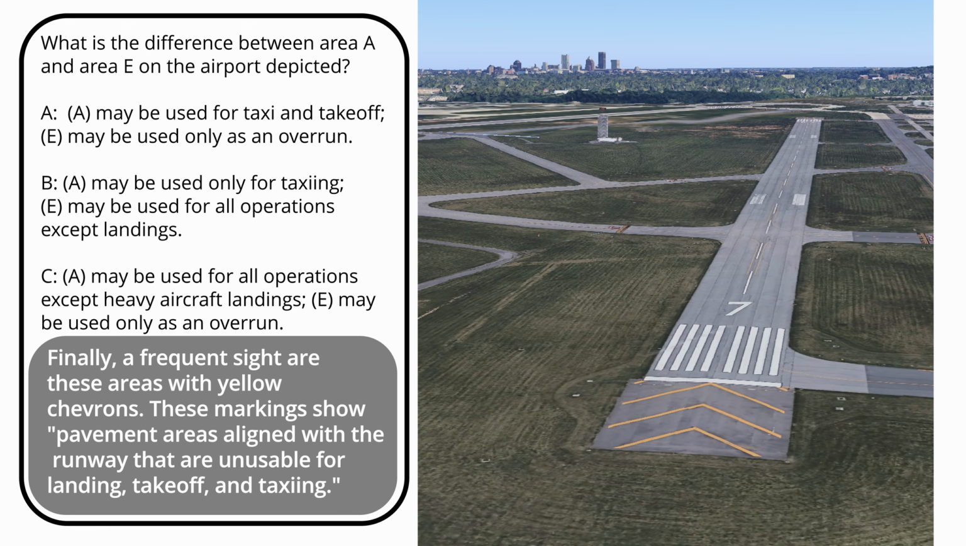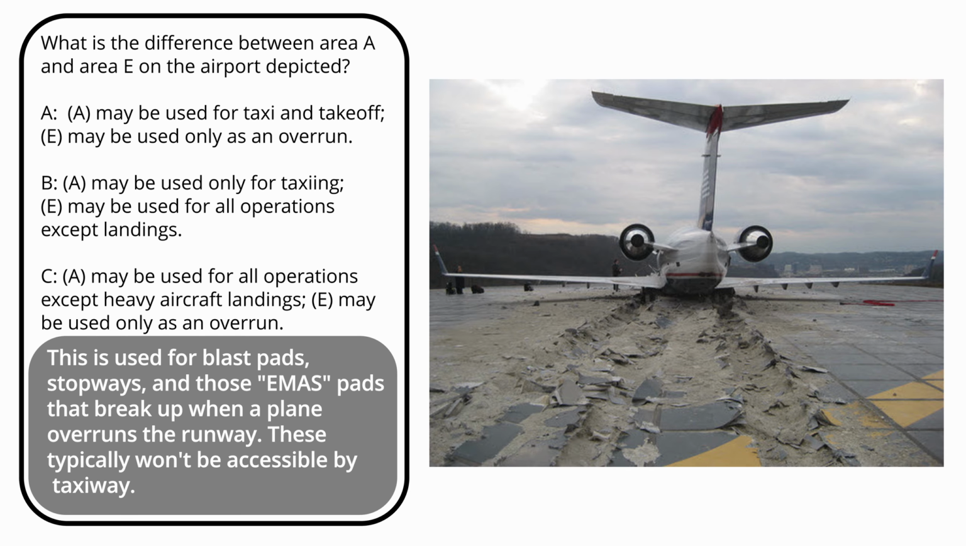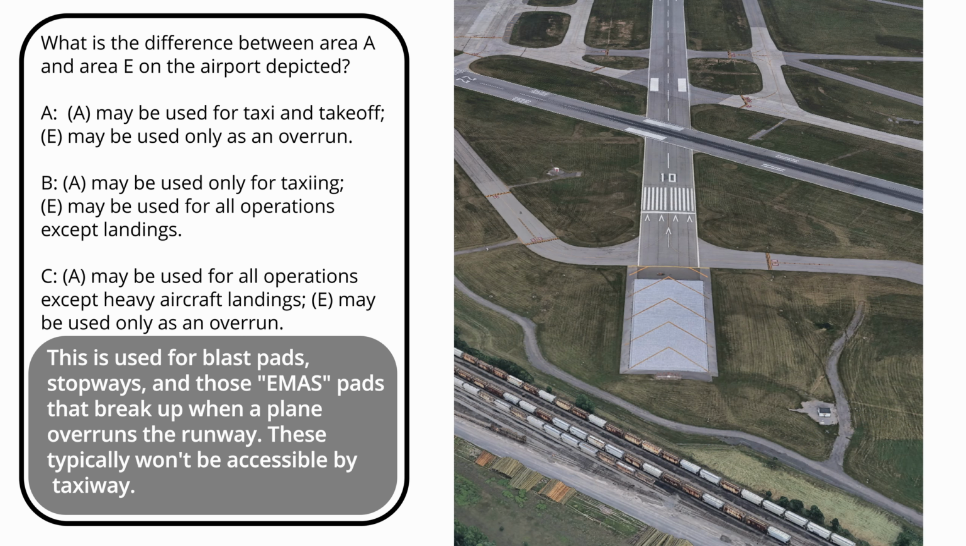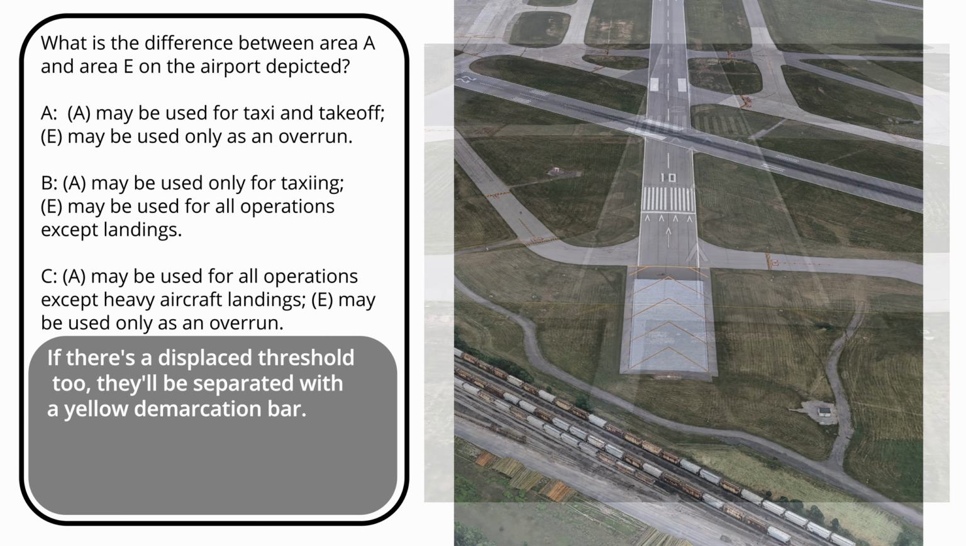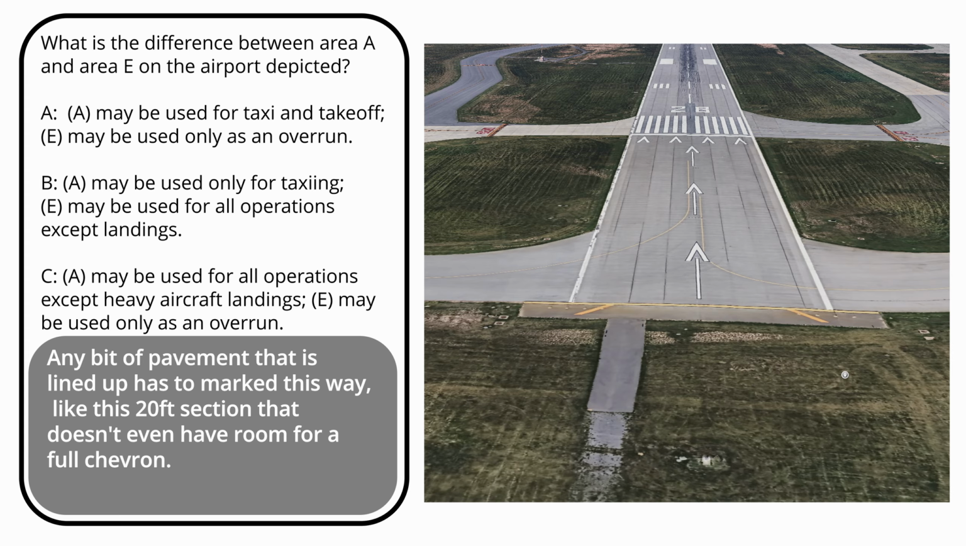These markings show pavement areas aligned with the runway that are unusable for landing, takeoff, and taxiing. This is used for blast pads, stopways, and those EMAS pads that break up when a plane overruns the runway. These typically won't be accessible by taxiway. If there's a displaced threshold too, they'll be separated with a yellow demarcation bar. Any bit of pavement that is lined up has to be marked this way, like this 20-foot section that doesn't even have room for a full chevron.